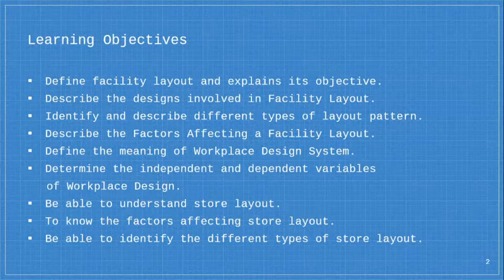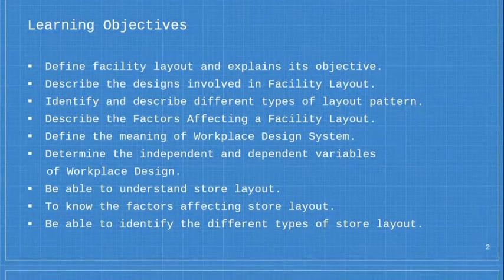So, the learning objectives are: first, define facility layout and explain its objective. Describe the design involved in facility layout. Identify and describe different types of layout patterns. Describe the factors affecting a facility layout. Define the meaning of workplace design system, determine the independent and dependent variables of workplace design, be able to understand store layout, to know the factors affecting store layout, and lastly, be able to identify the different types of store layout.